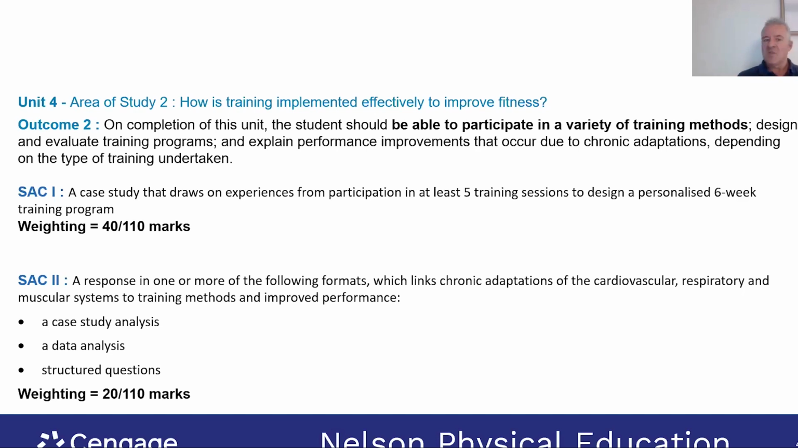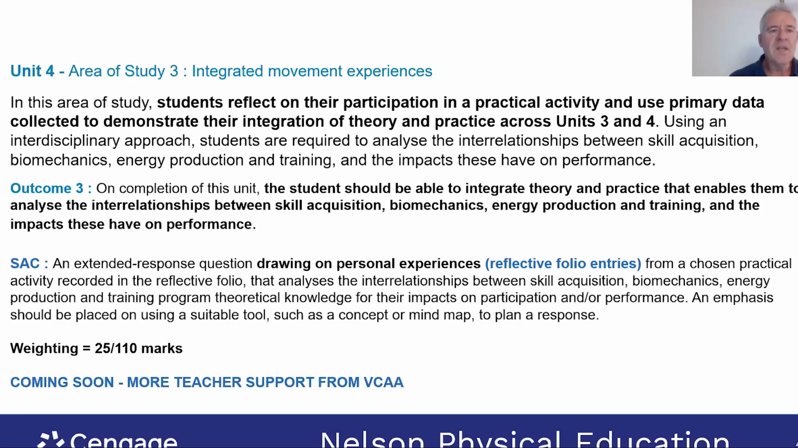Structured questions at the moment is one of the go-to, but I certainly encourage teachers to think about all three of these as being options and tailoring it to what you have in front of you in terms of the cohort. So we're going to link chronic adaptations at the cardiovascular, respiratory, and muscular systems. We're going to link those adaptations to training methods and the improvements that actually occur. Area of Study 3. Okay, Area of Study 3, the integrated movement experiences.